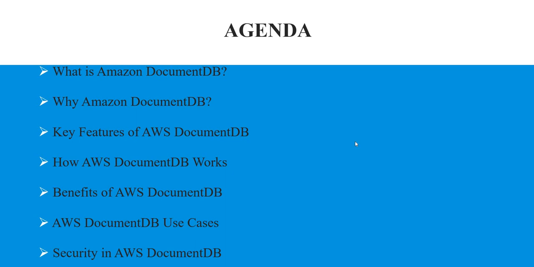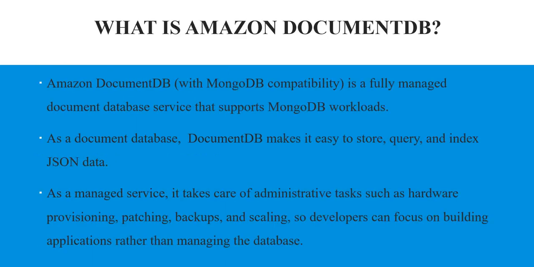In this video, we will learn what Amazon DocumentDB is and why it's important, what the key features of DocumentDB are and how it works, the benefits and use cases of DocumentDB, and what the security is in AWS DocumentDB. And finally, we will see the demo, how it works and how we can create DocumentDB in the AWS console, and also how to connect an EC2 instance using the cluster. So after the theory part, we will see the demo also. Let's see one by one.